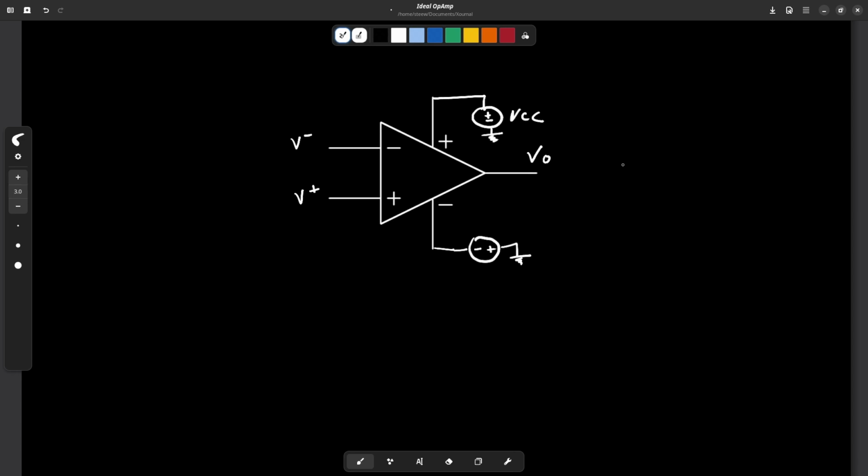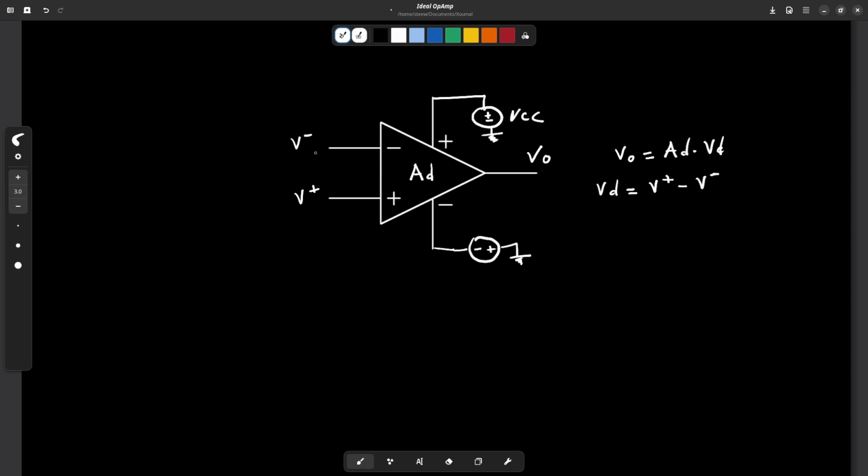This means that the output voltage is going to be a factor that we call gain, which is the gain of the amplifier. We are going to name it like this, multiplied by a differential input. In this case, this input equals V plus minus V minus.